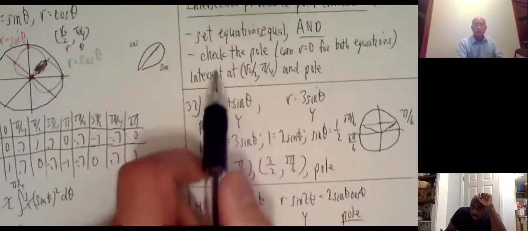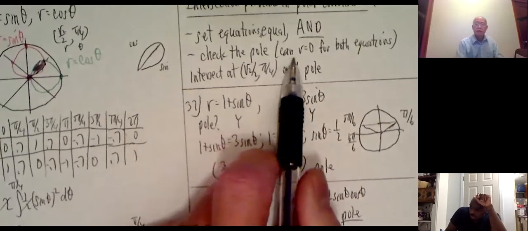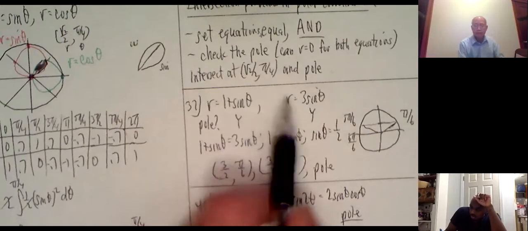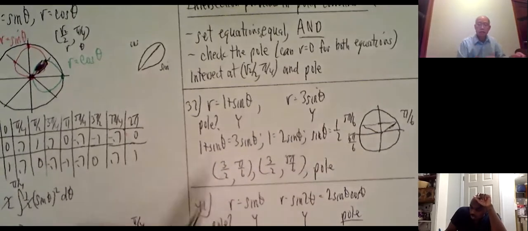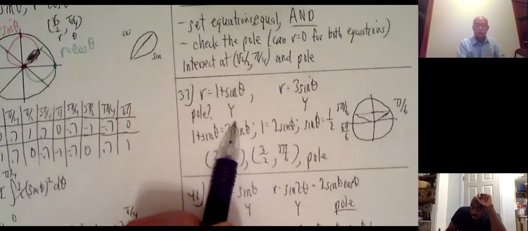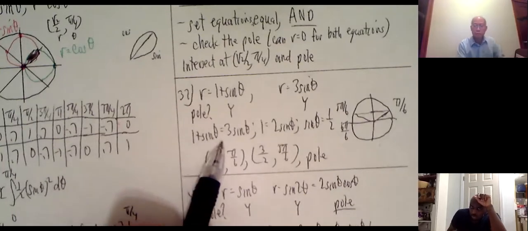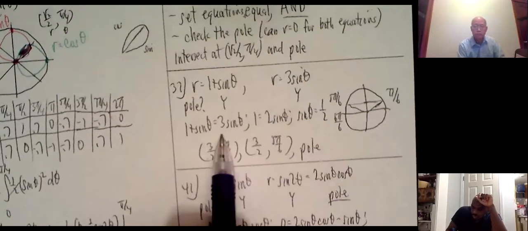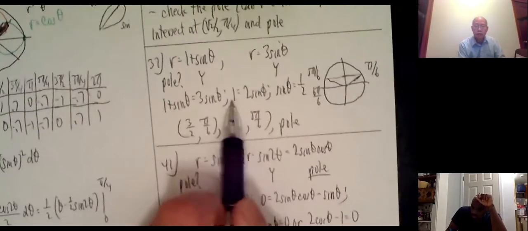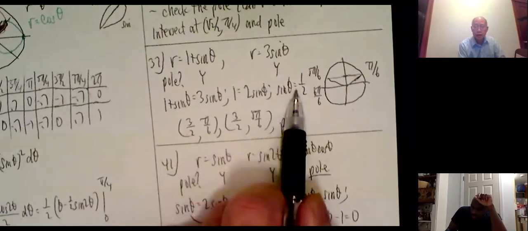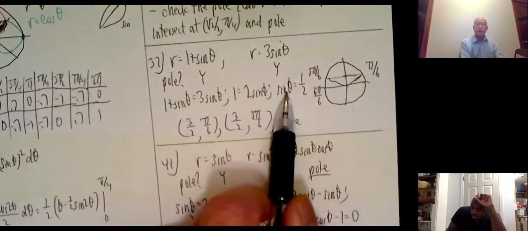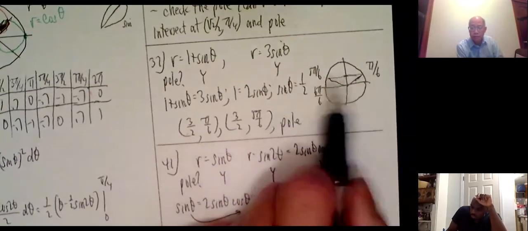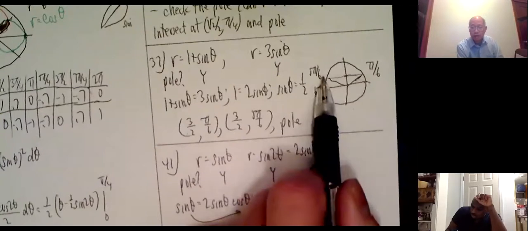Okay, so one more time. How do you check the pole? Ask, can r equal 0 for both equations? Can this ever be 0? Yes. Can this ever be 0? Yes. Therefore, they touch at the pole. Now I set them equal to each other. 1 plus sine theta equals 3 sine theta. Subtract sine theta. 1 equals 2 sine theta. Sine of theta is a half. I.e. y coordinate is a half on a unit circle. I go half a unit up. There are my angles, pi over 6, 5 pi over 6.